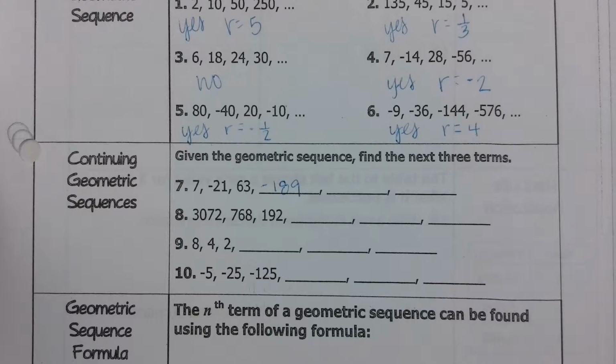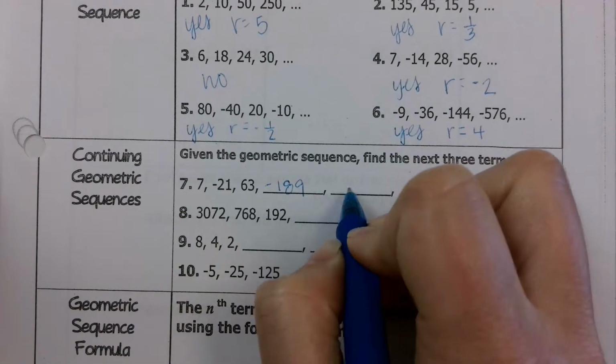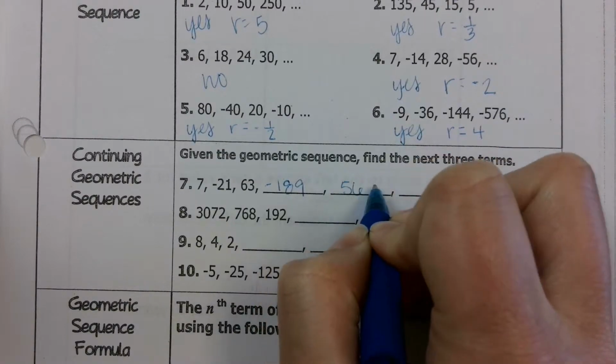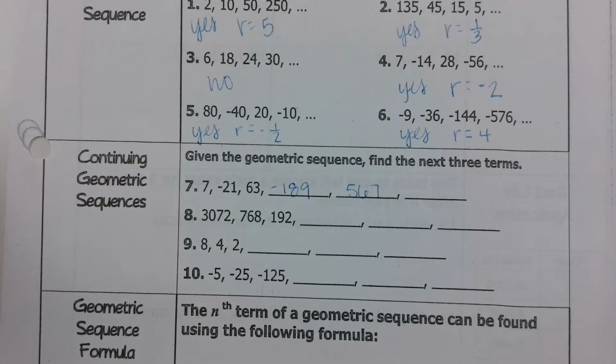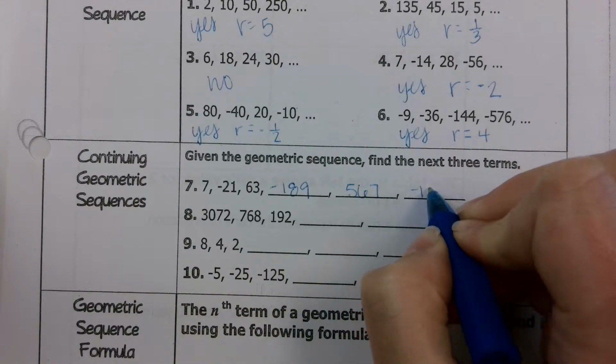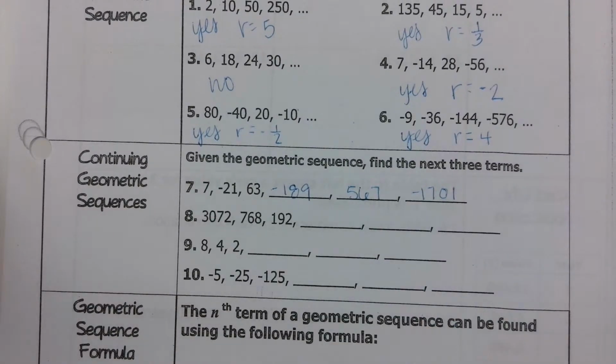Then what are you going to do to get the next one? Times negative 3. What do we get? How are you going to get the last term? Multiply by negative 3. What do we end up getting? Is that okay?